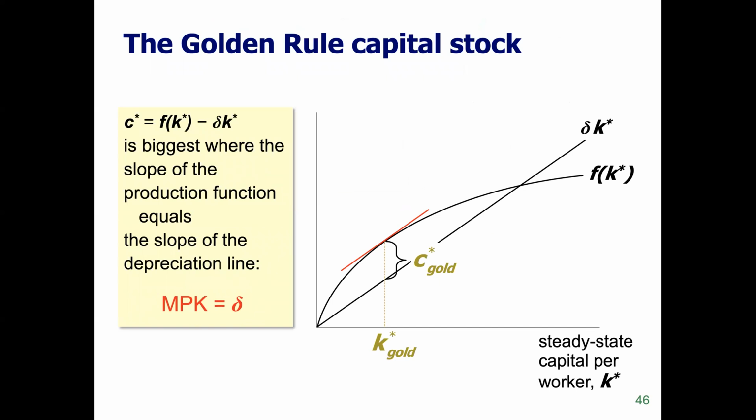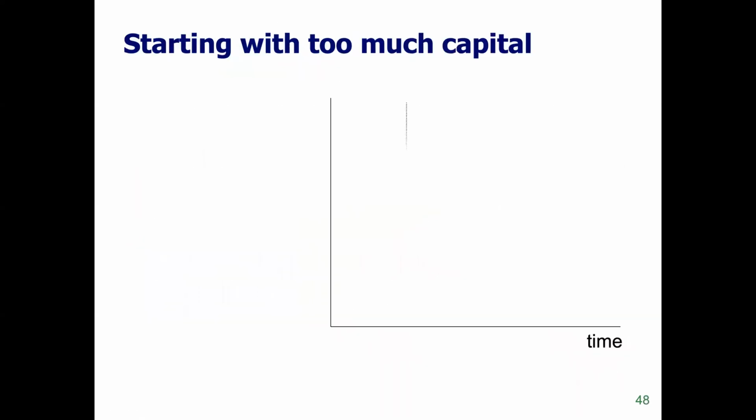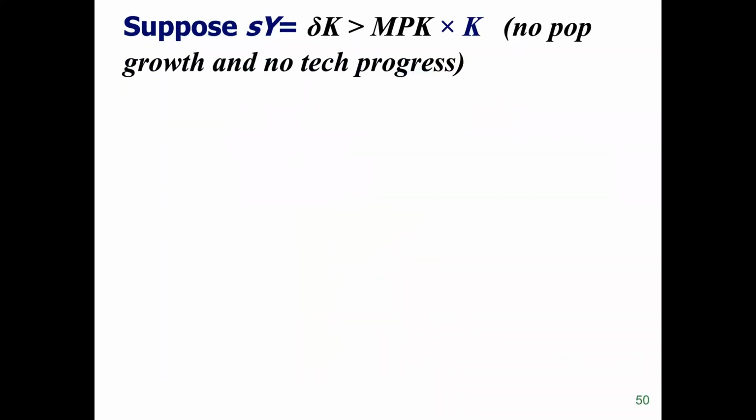So if depreciation is greater than the MPK, that means we've got an MPK that gives us a kind of flat spot, and that means we're above the golden rule. So here I'm above the golden rule because depreciation is greater than the marginal product of capital, right?